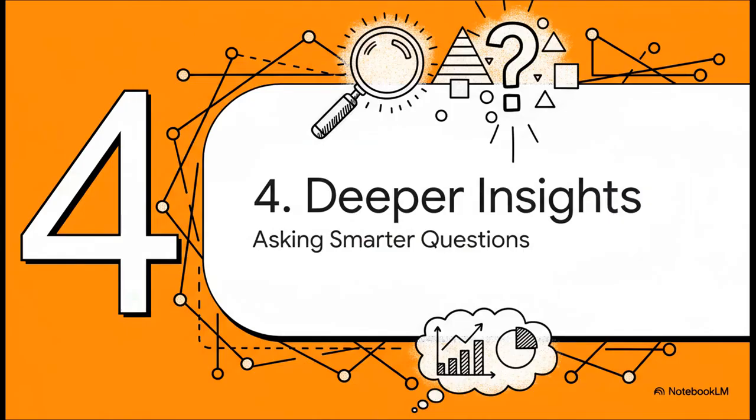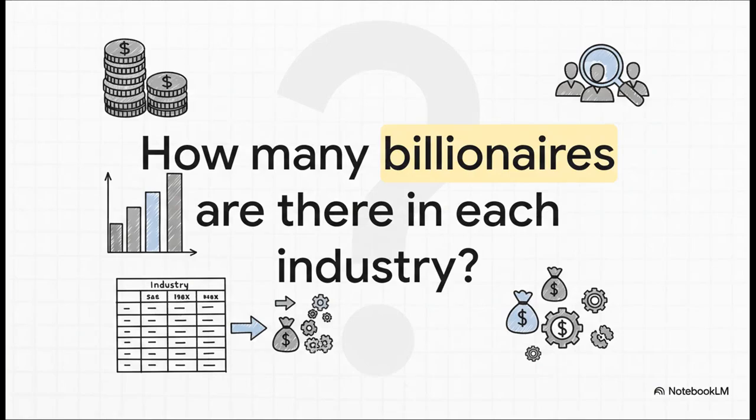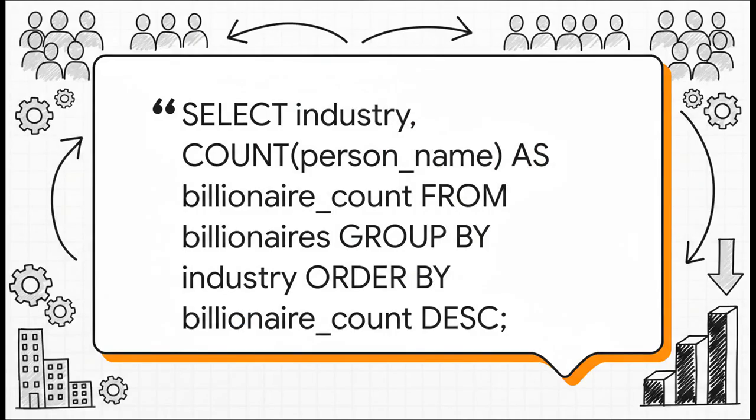Okay, so retrieving data is one thing, but SQL's real power, its real genius, is in how it lets you summarize, calculate, and connect information to find insights you'd never see just by looking at the raw data. So let's ask a much smarter question. Let's say we have a list of every billionaire in the world. We don't just want a list of names. We want to know how many are there in each industry. A simple select and where can't answer that. We need to start grouping our data. And this is how we do it.